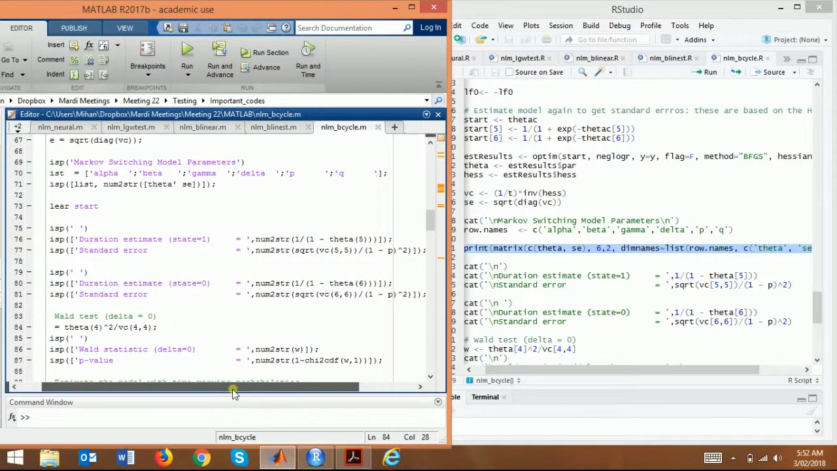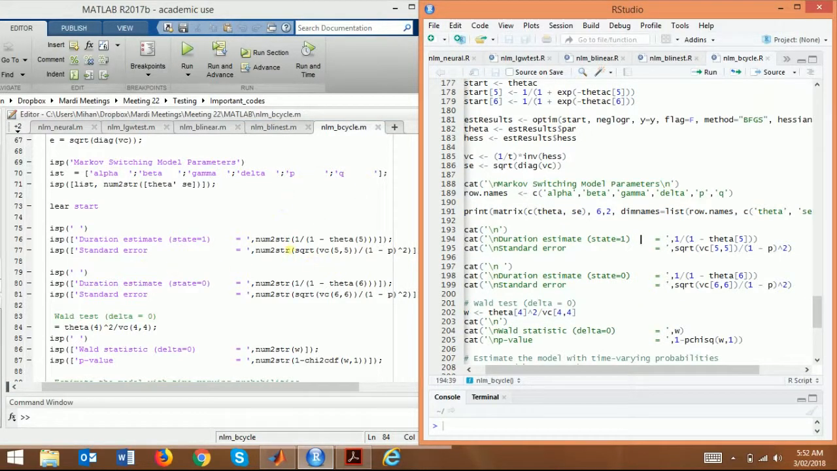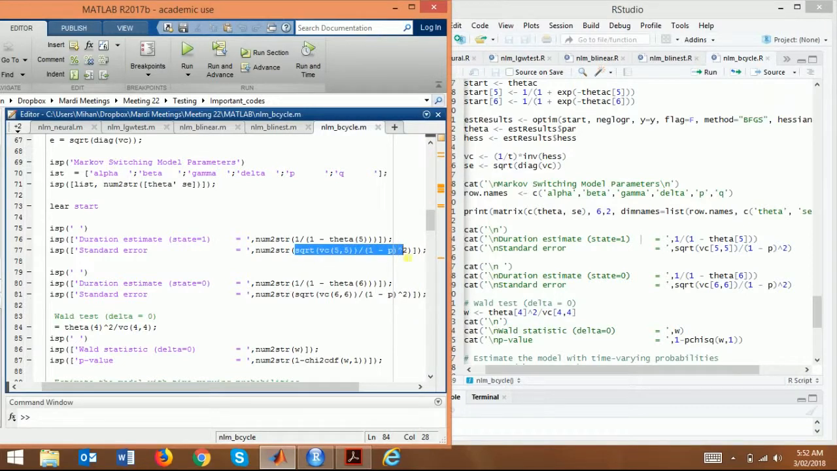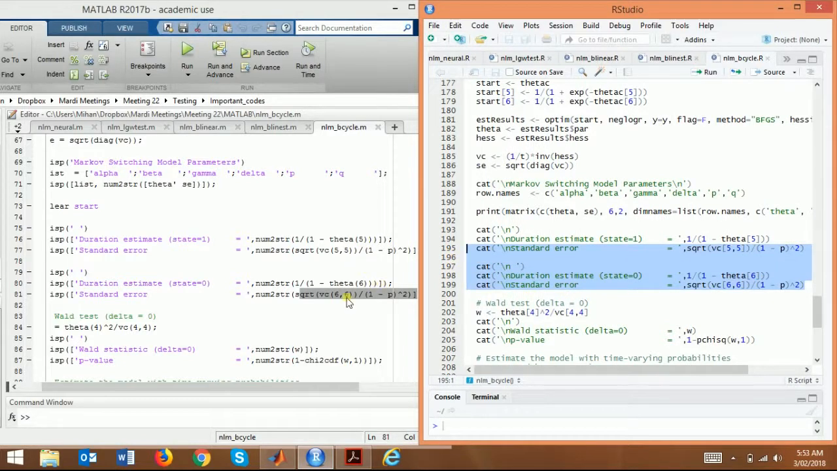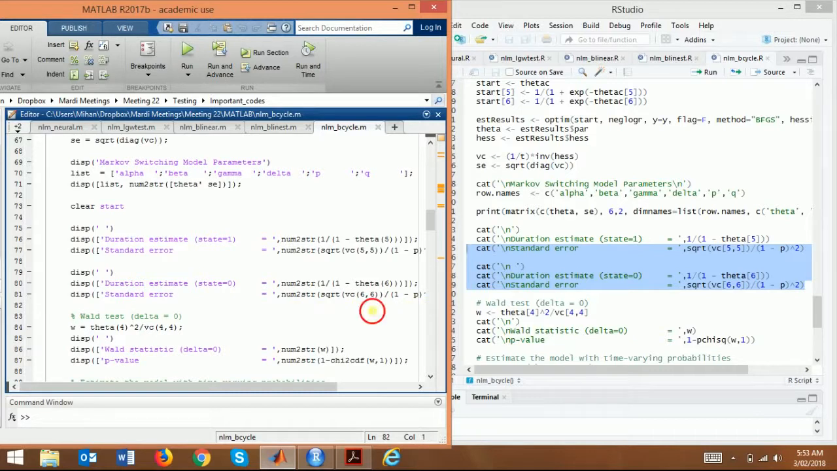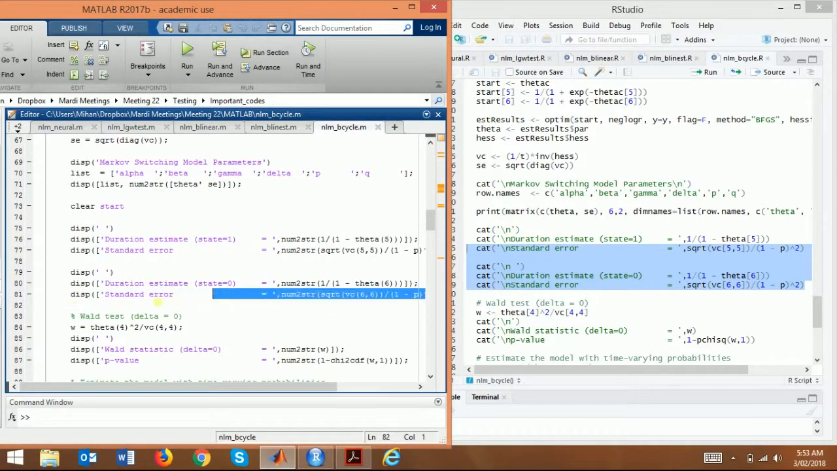Now duration estimate is 1 by 1 minus p, 1 by 1 minus q. However, there is this thing, the standard error for the duration of p only is the square root of vc divided by 1 minus p square. This is something new that we learned. These two, the square root of the variance covariance matrix with the fifth element divided by 1 minus p square in both cases. Okay, not q, just 1 minus p square. In both cases we are doing 1 minus p square. So this is something new. We have to remember that part. So duration for state 1 and state 0, very important, and the standard errors in these two states.